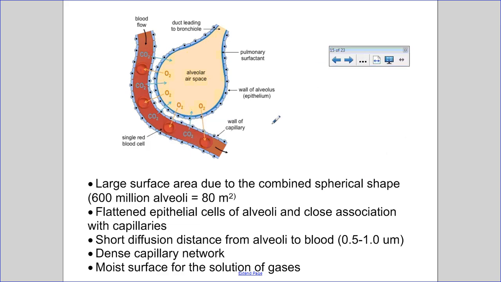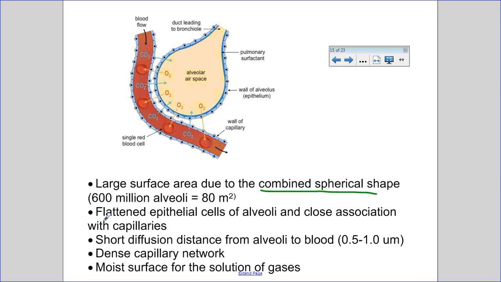So the large surface area of the alveoli is due to the combined spherical shape of all those alveoli. So they have a round shape to them, and about those 600 million alveoli have a surface area of about 80 meters squared.